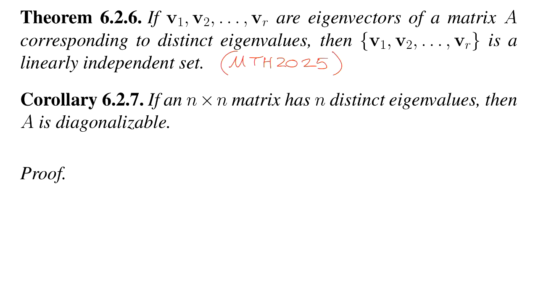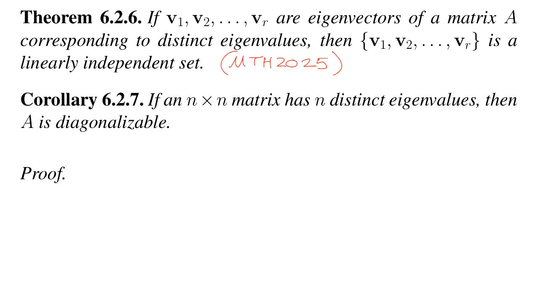So if you've got V1 lives in lambda 1's eigenspace, V2 lives in lambda 2's eigenspace, and so on, VR lives in lambda r's eigenspace. You've got all your different eigenvalues. You pick an eigenvector from each eigenspace. That set, no matter how you do it, that set is independent. So in a sense, the eigenvectors from different eigenvalues are all telling you different information. They're encoding different parts, spanning different parts of Rn.